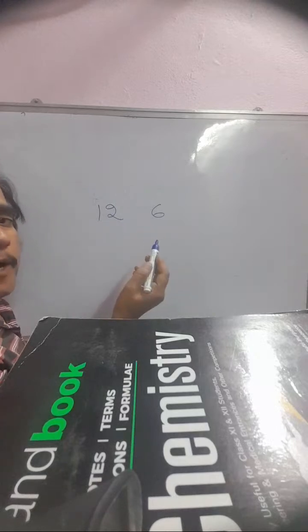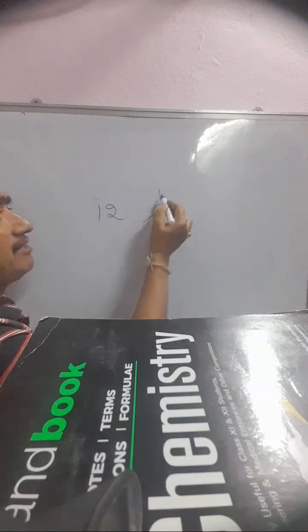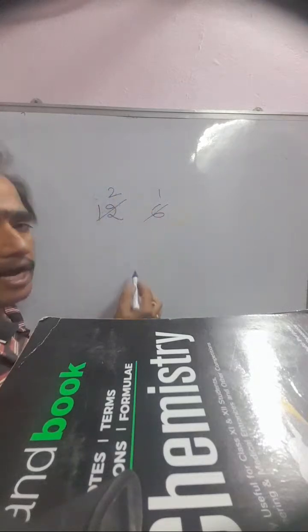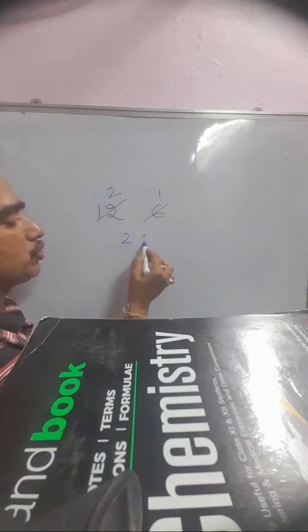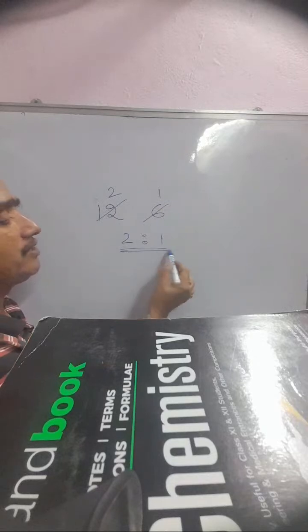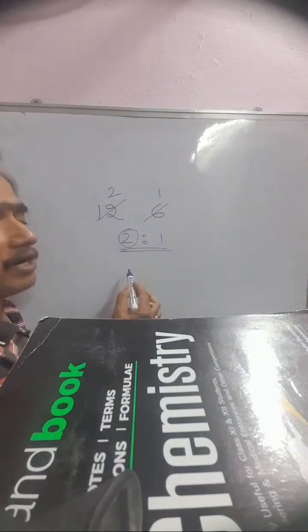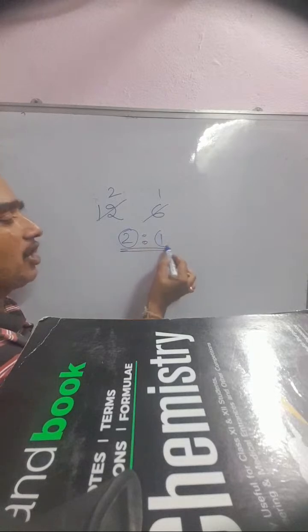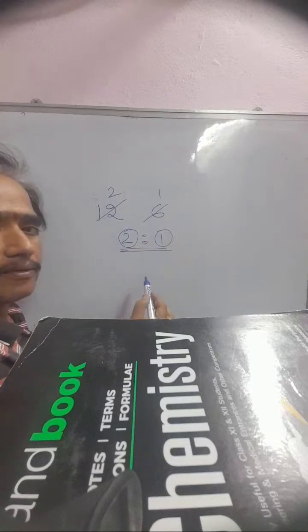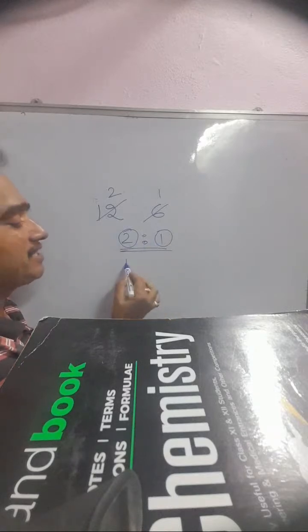The other type of comparison is by division. 6 ones, 6 twos. So 2 is to 1. Hey children, keep quiet. 2 is to 1. This is called comparison. 2 chocolates for your brother and 1 chocolate for yourself. Is it clear? So this is by division.